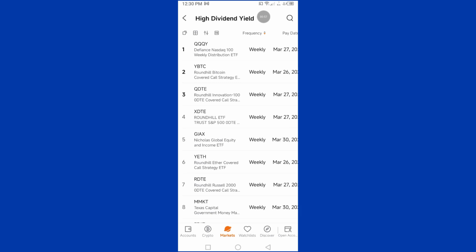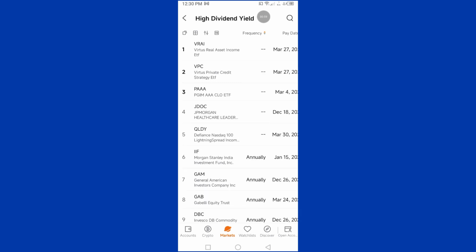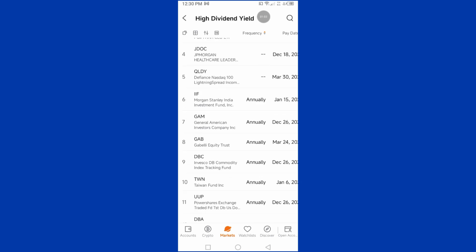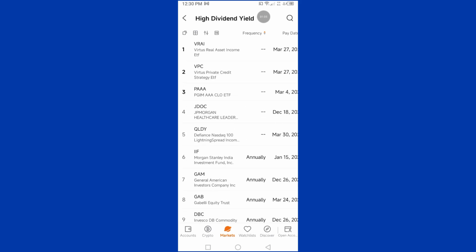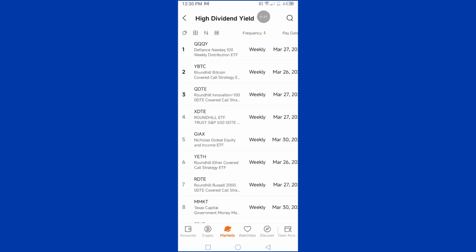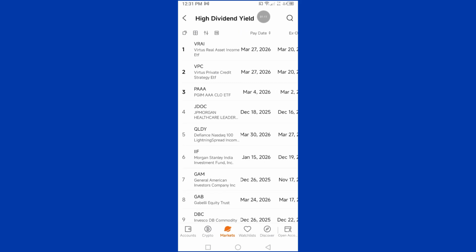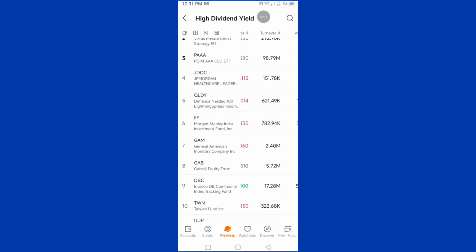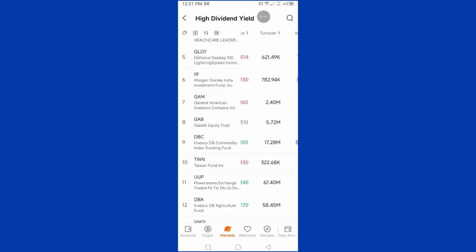If I'm looking for consistent income or passive cash flow, this section gives me a strong overview of what's currently available. Of course, I always take time to review each ETF carefully and understand what I'm investing in before making any decisions. This is how I find, analyze, and invest in Canadian high-dividend ETFs on Moomoo.